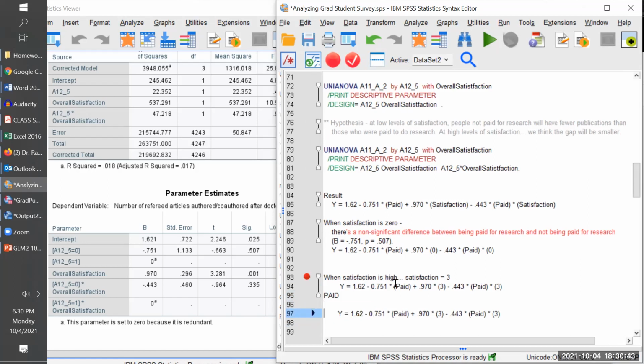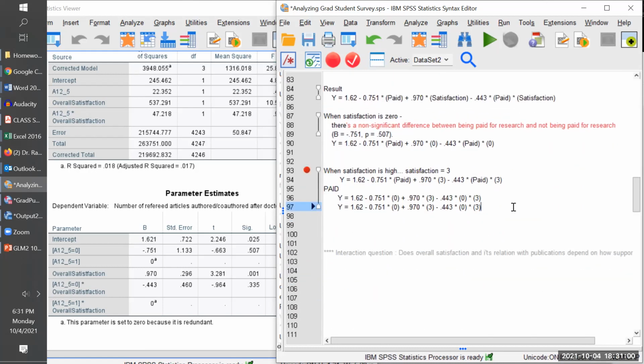Come here. So not paid is 1. Correct. So if you're paid, this is the worst possible place to take notes in a syntax file. I'll share it with you when we're done though.